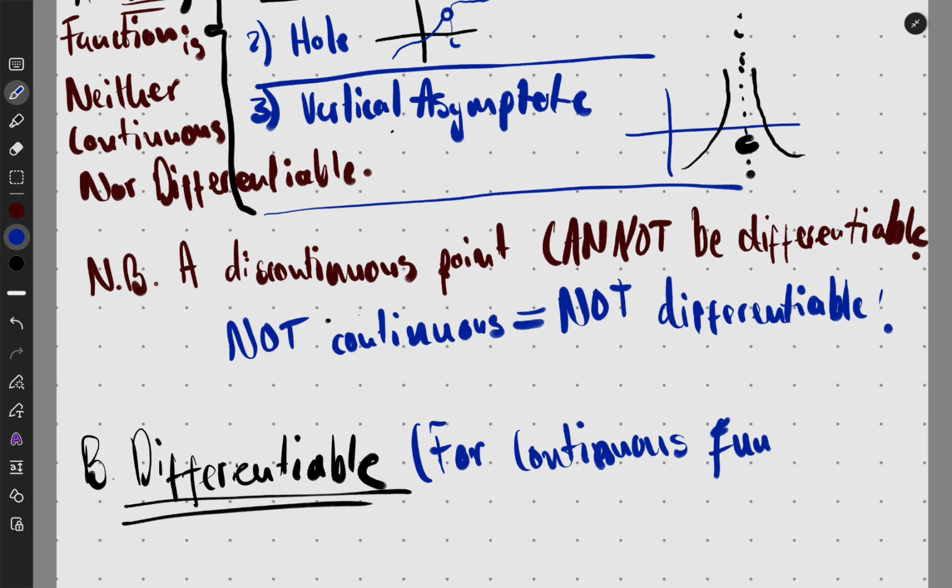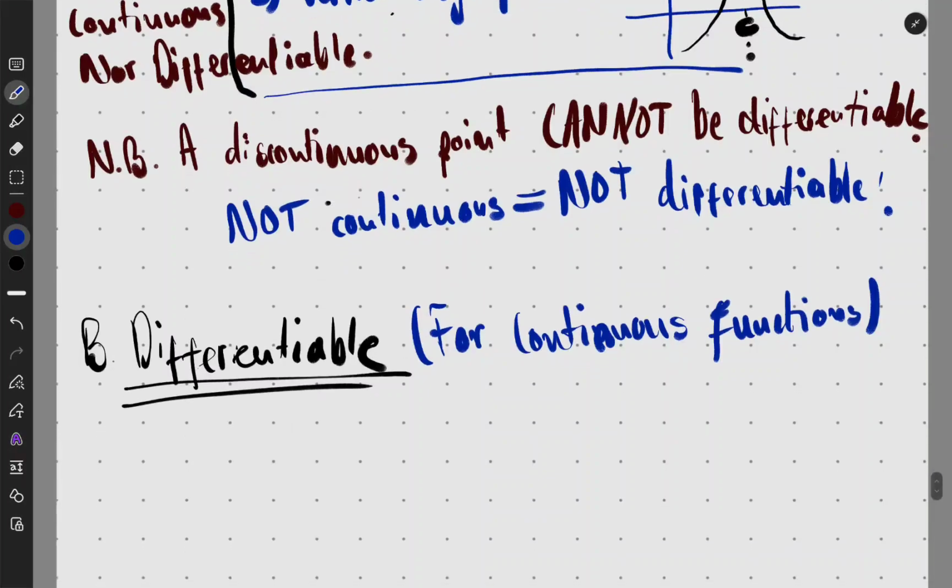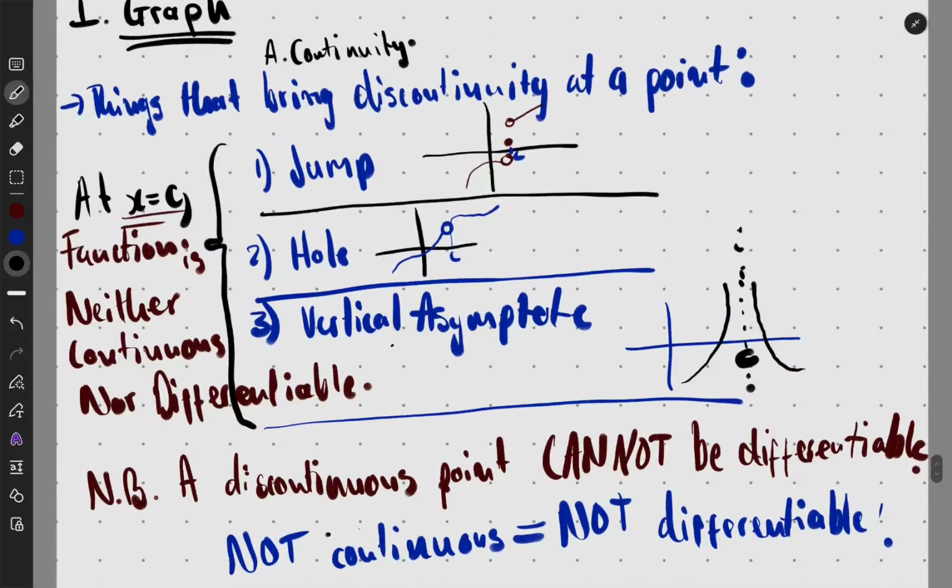This is obviously for continuous functions, okay? Because if the function is not continuous, then it cannot be differentiable. So we are now testing differentiability on a continuous function. Because if a function is not continuous, it can't be differentiable. At that point, there's no way it will be.